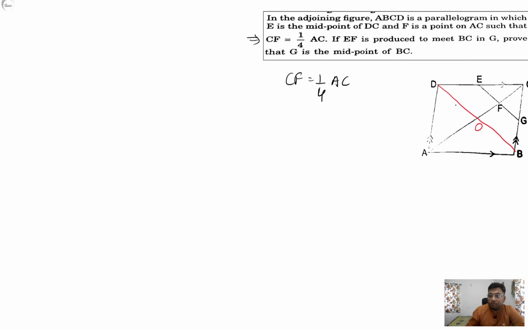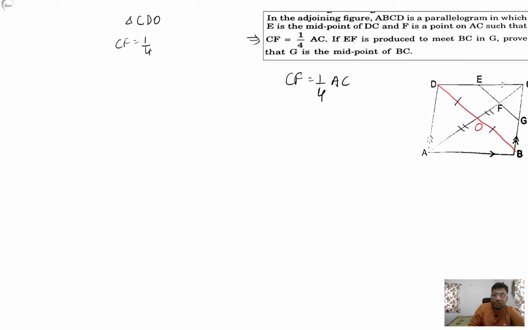It's a parallelogram, so the diagonals are bisecting each other. We know that much. It's a basic property of a parallelogram. Diagonals bisect each other. So if I look at triangle CDO, what you will notice is that CF is equal to 1 by 4 AC.